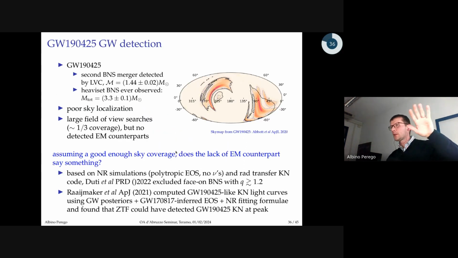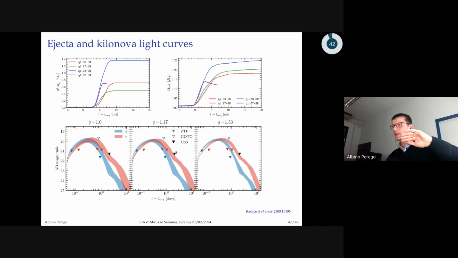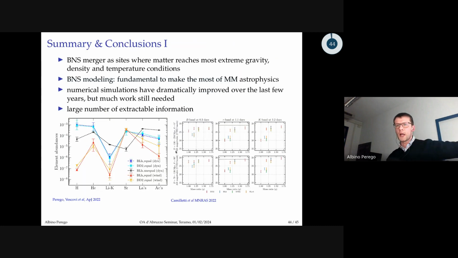There was a second part that I knew already that I didn't have time for, so I just go to my conclusion. I hope I convinced you that binary neutron star mergers are very exciting sites, also for theoretical physicists or theoretical astrophysicists like myself, because matter here reaches the most extreme gravity, density, and temperature conditions.